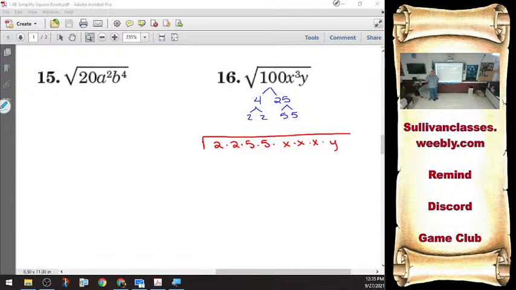Look for pairs. I see a pair of 2s. One comes out. I see a pair of 5s. One comes out. I see a pair of X's. One comes out.